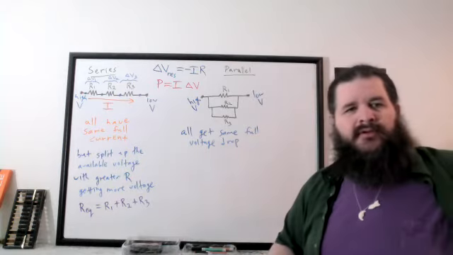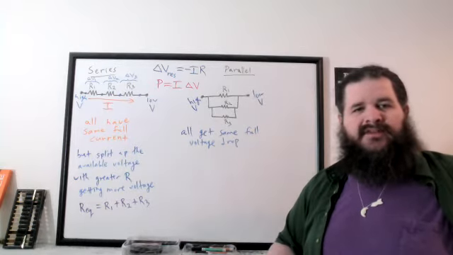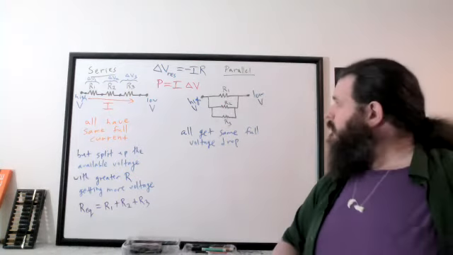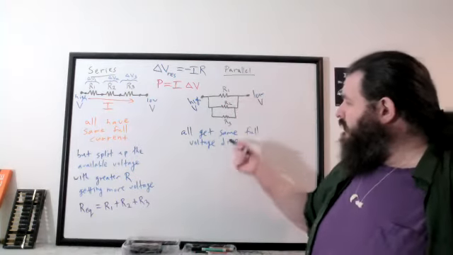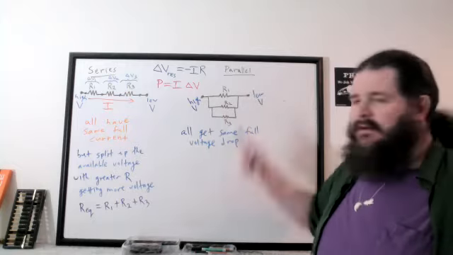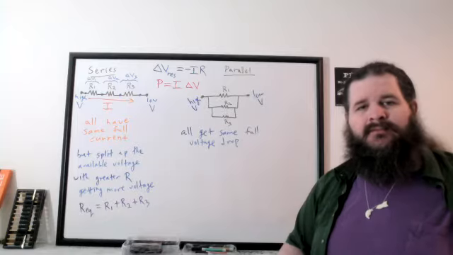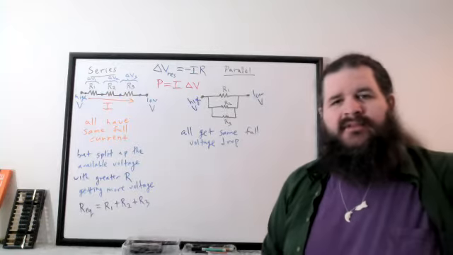And that might be the full voltage of the battery, or maybe it's connected to more complicated arrangements of stuff, so it's not getting the full voltage of the battery. But the important thing is all three of these are getting the same full voltage from here to here, because they're all paths from the same starting point to the same ending point. But what happens to the current?